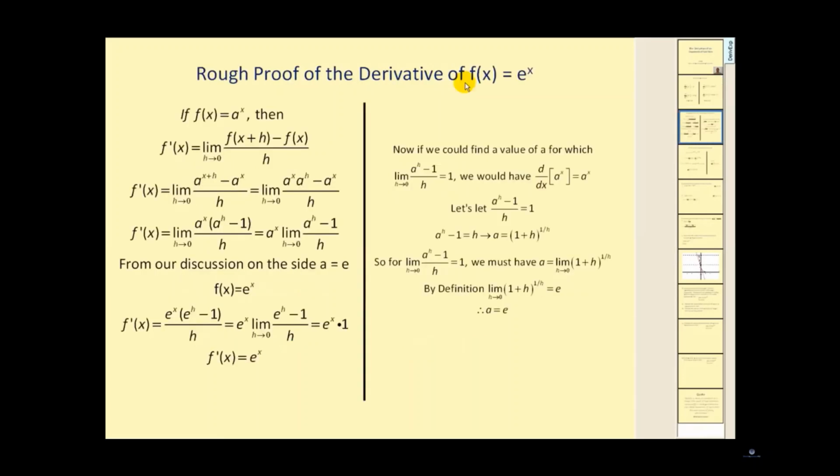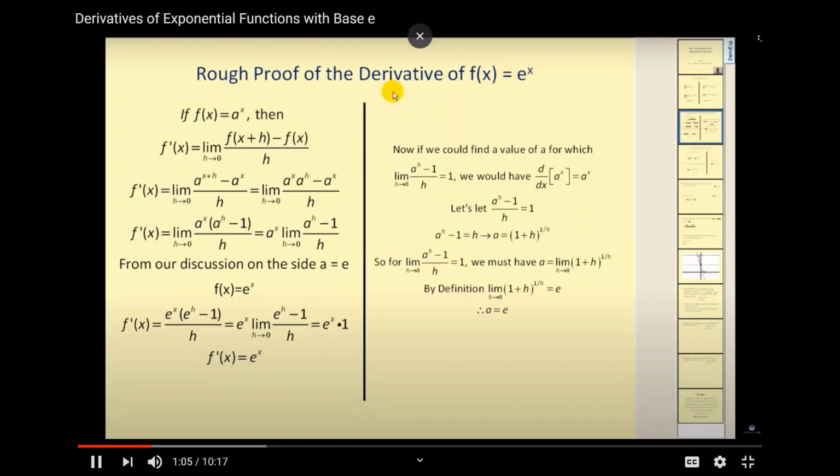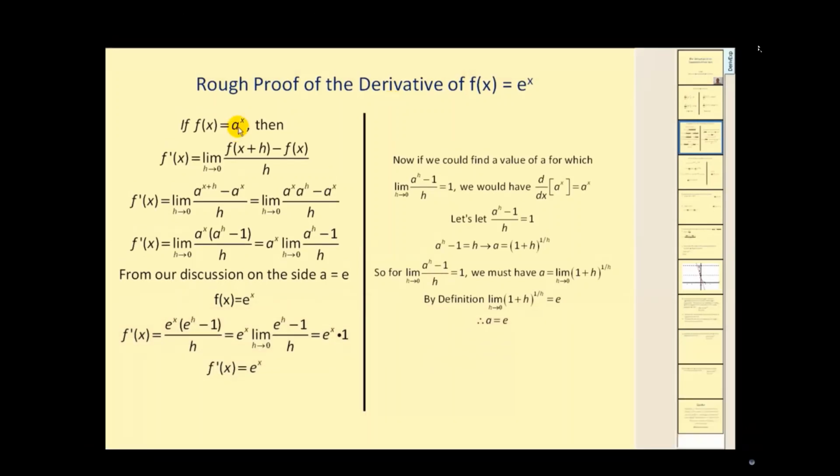Let's take a quick look at a rough proof of the derivative of the function f of x is equal to e to the x. We start with the basic exponential function, apply the limit definition of derivative, do our substitution, do some fancy algebra here, factor out a to the x. And what we have is a to the x times this special limit.